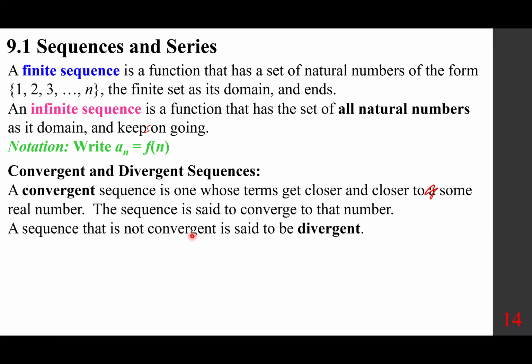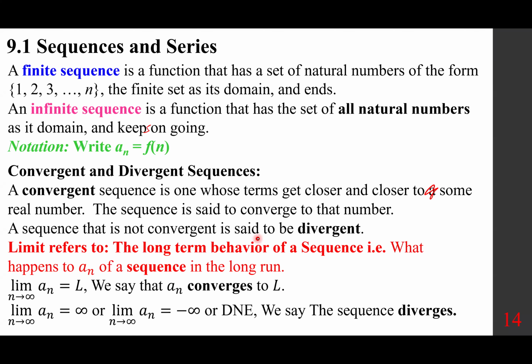A sequence that is not convergent is said to be divergent. You'll learn more about this in later courses. Limit refers to the long-term behavior of a sequence, i.e. what happens to a sub n of a sequence in the long term. Notation: the limit of a sub n as n goes to infinity is L. We say that a sub n converges to L. The limit of a sub n as n approaches infinity is infinity, or negative infinity, or DNE, does not exist. We say the sequence diverges.